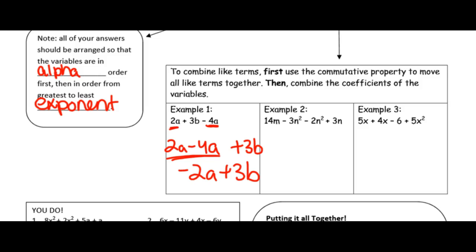Now I would check to make sure that my variables are in alpha order. They are a and b. And then I don't have to worry about anything else because I only have the one a, so I don't have to look at exponents.